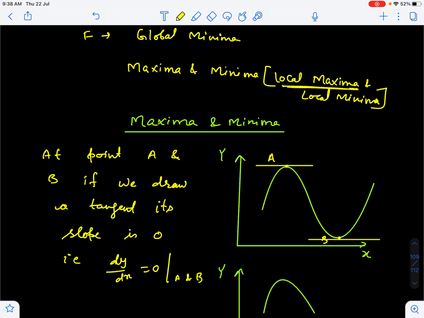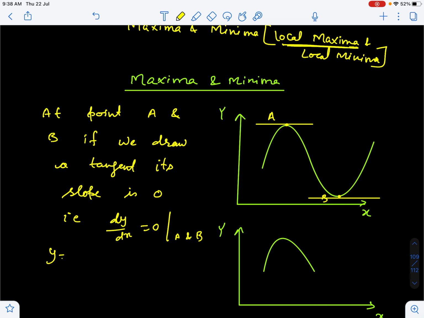So the first thing I would like to tell you about calculating maxima minima. If any function is given, suppose y is equal to f of x is a function given, what you have to do is calculate dy by dx, which is nothing but f dash x. This is the slope of that line or tangent, so I have to equate it to 0. But when you have equated dy by dx to 0, you may find two points. You may find the point of maxima, which is A, and the point of minima, which is B.